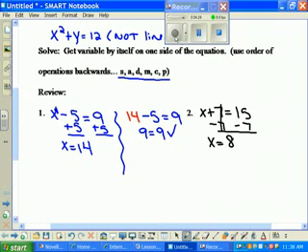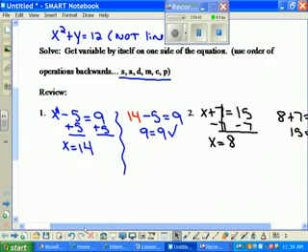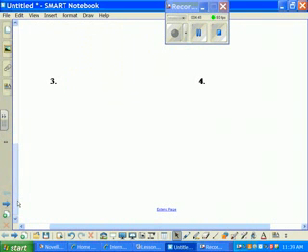Am I done? What do I have to do? I have to check. So I plug it in. 8 plus 7 equals 15. What's 8 plus 7? So does it check? Good. Any problems there? No. Okay, good. Nice job, you guys. Any help on number 5? Well, we're going to number 3 next.